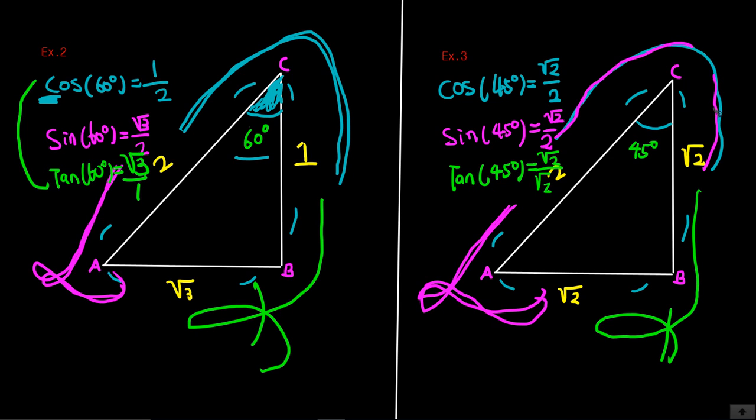We use C for cosine initial value. We use S for sine initial value. We use T for tangent initial value.